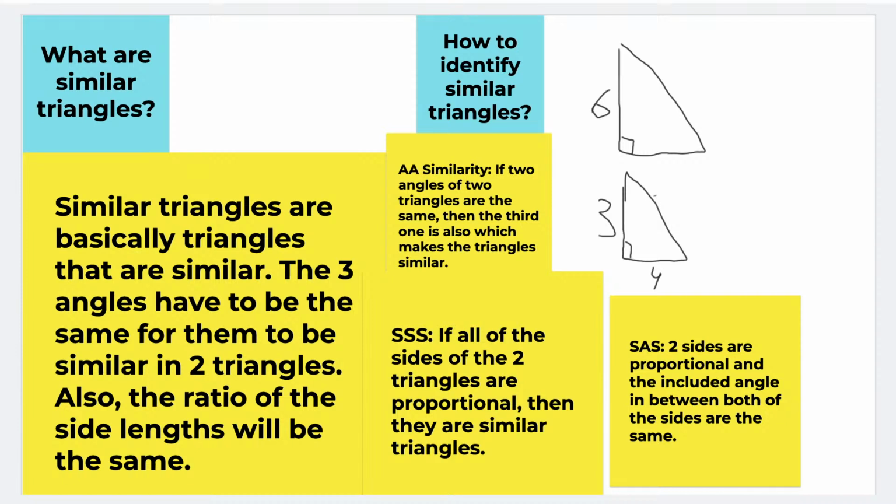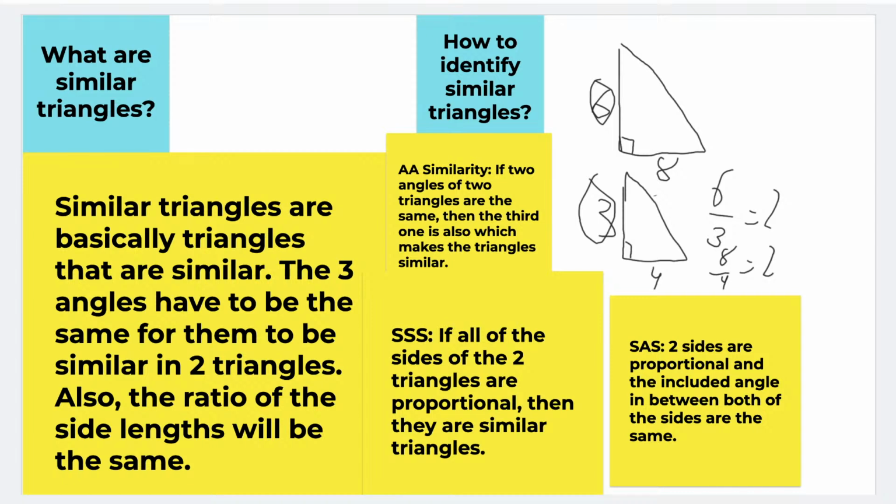So you might be wondering if these are similar or not, and the answer is yes, because the included angle between both of the sides is 90 in both. And then the sides: 6 over 3 is 2, and 8 over 4 is 2. They have the same ratio, which means that these triangles are similar.